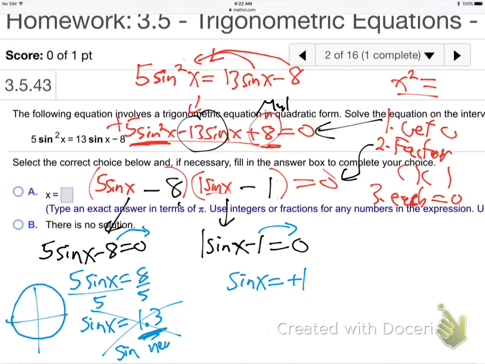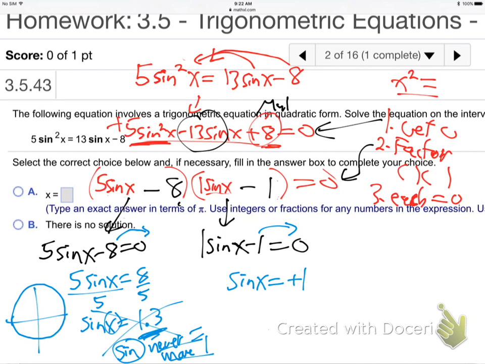Sine never equals more than 1 or less than -1. Remember the graphs of sine and cosine? The highest they go is +1, the lowest they go is -1. There's no angle whose sine is 1.3. If you do inverse sine of 1.3 in your calculator, it'll tell you error. So you can never get a value higher than 1 or lower than -1 out of sine or cosine. So that's just a throwaway. There's no x's that make this part true. So there's no answers out of that part.